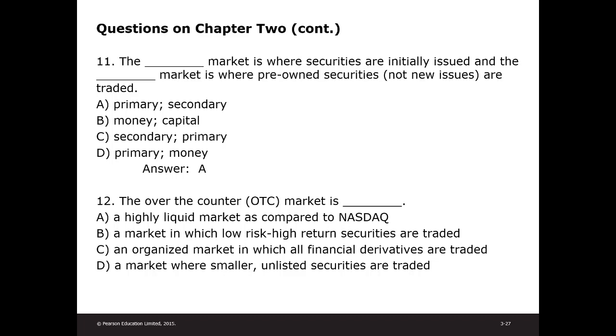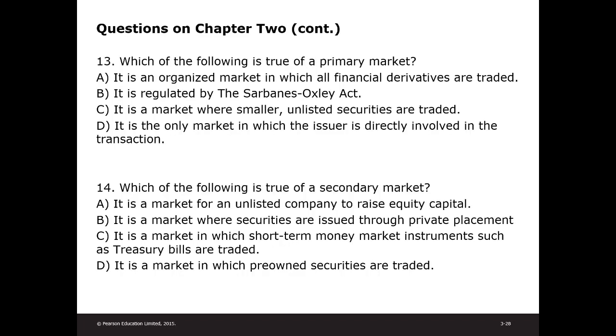The over-the-counter or OTC market is a highly liquid market as compared to the Nasdaq. This is not true. A market in which low-risk, high-return securities are traded. This is also not true. An organized market in which all financial derivatives are traded. It's not an organized market, so this is not true. A market where smaller unlisted securities are traded. That's the right answer. Because the OTC is a small market in which unlisted firms that do not fulfill the requirements to be listed in the Nasdaq or the S&P 500 are traded. So the answer is D.